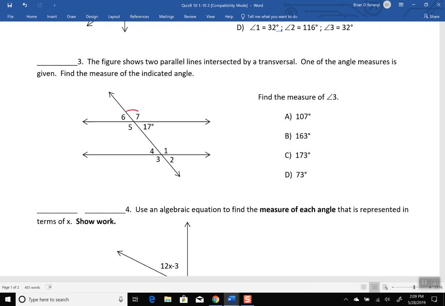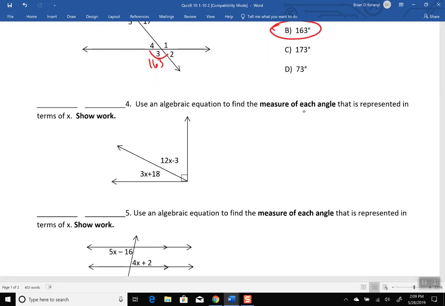Also, you have the fact that you have all these half circles that you can make that add up to 180 as well. So if we go ahead and just do this, it says find the measure of angle 3. So there's a couple ways we could do this. One way I might do this is that I know that angle 7 and 17 should add up to 180. So this would have to be 163 degrees. And then by alternate exterior angles are equal, since this is 163, this also would have to be 163 degrees.